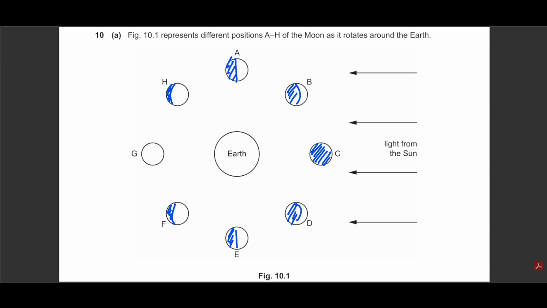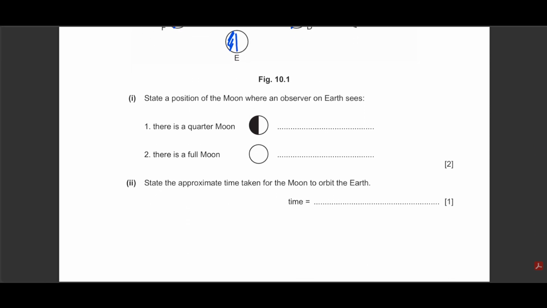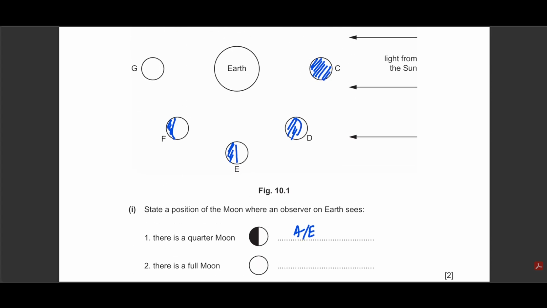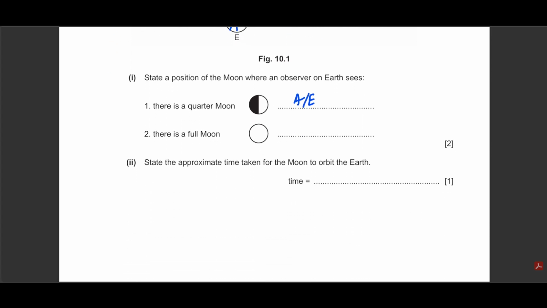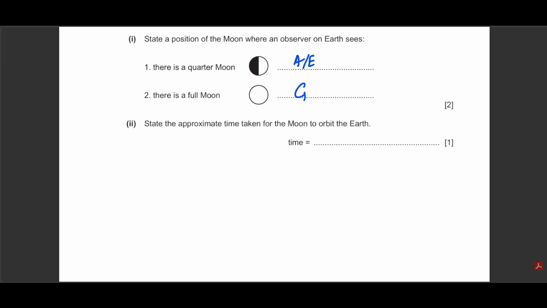Okay, so it says, where does the moon look like this? So it's very simple, very straightforward question. Nothing is left behind. So it could be A, could be E. Where there is a full moon, fully bright, is going to be G. State the approximate time taken.